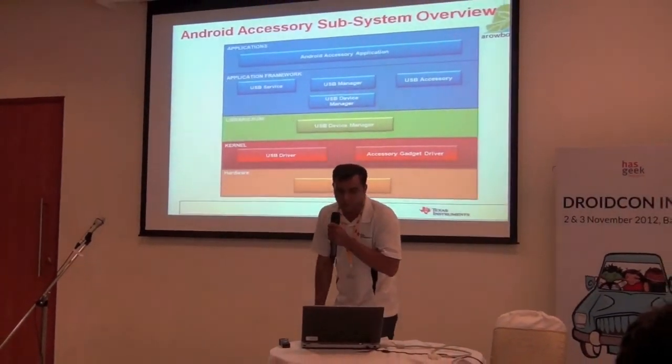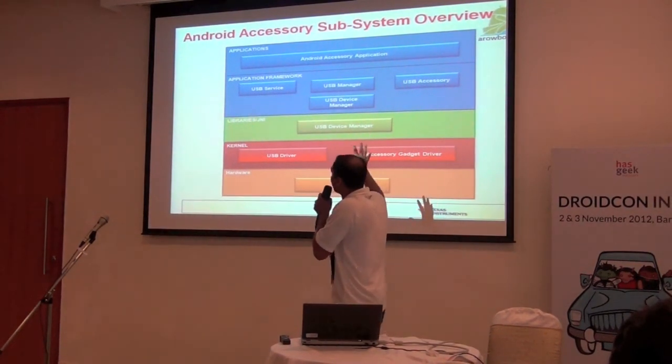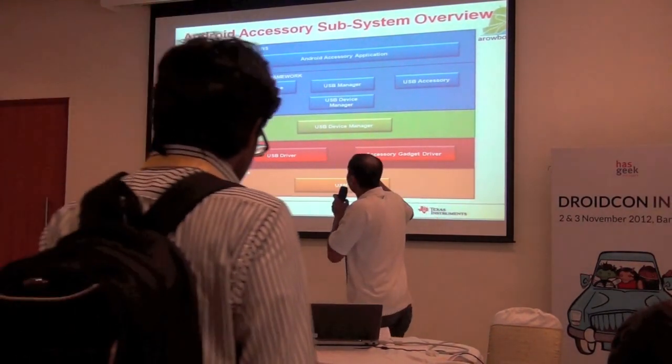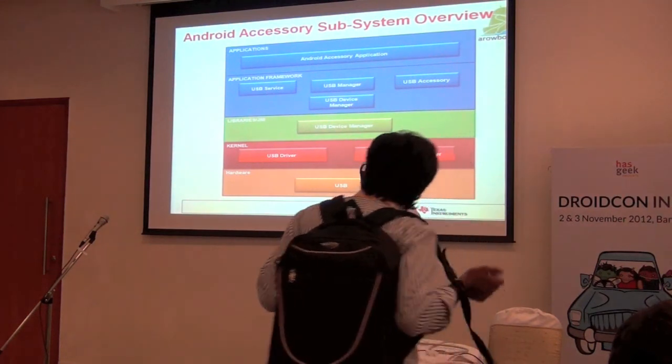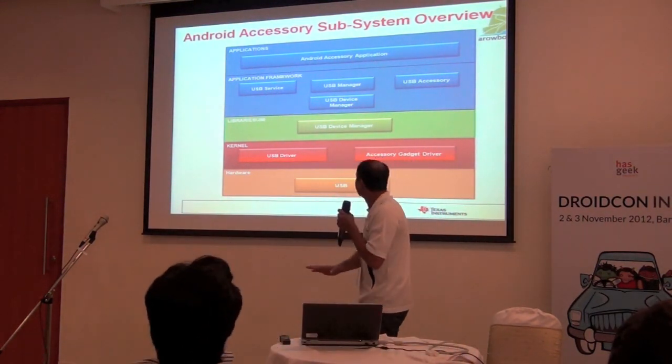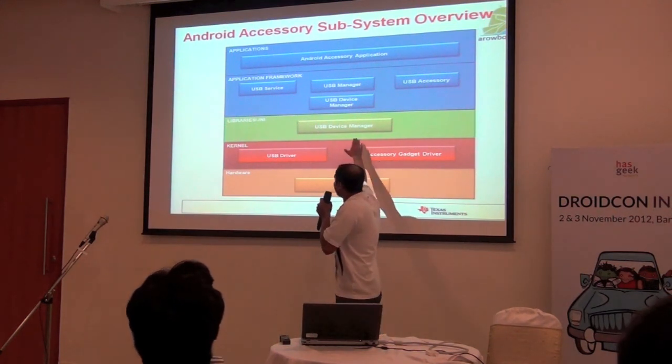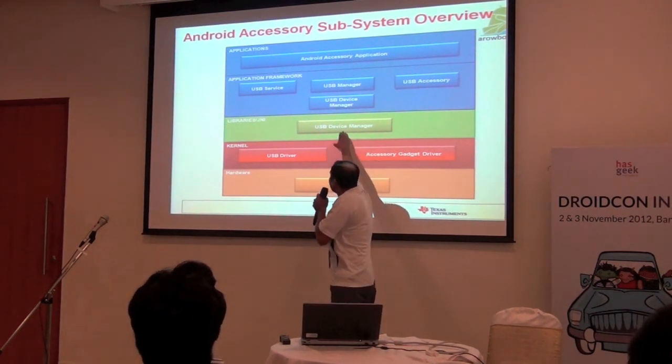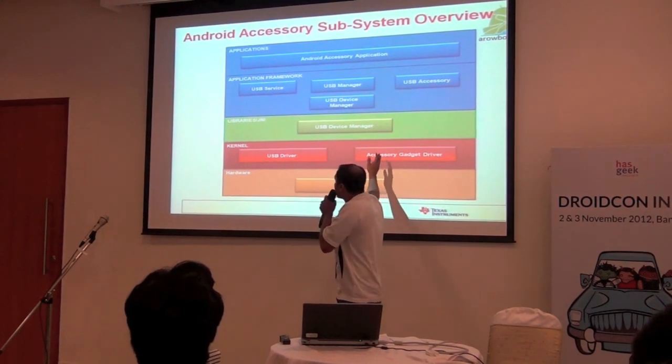After doing these steps, accessory communication is established and it is ready for communication with your Android phone. This is the overall block diagram from the Android point of view for the accessory framework. The accessory gadget is mainly responsible for communicating with your Android accessory. The USB device manager is the JNI layer which directly talks with the accessory gadget driver.